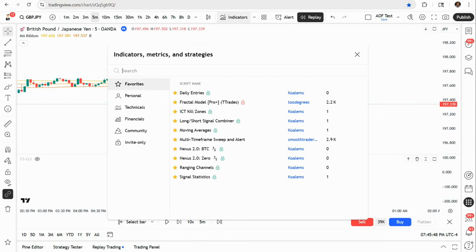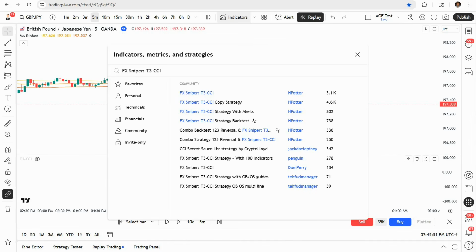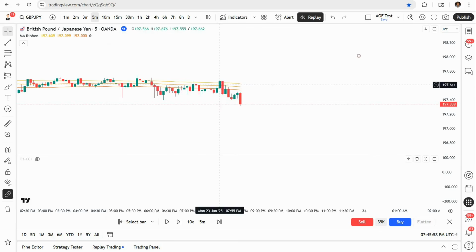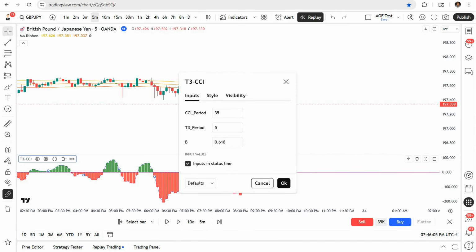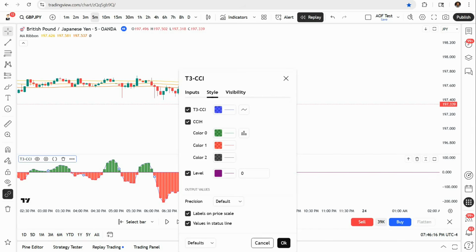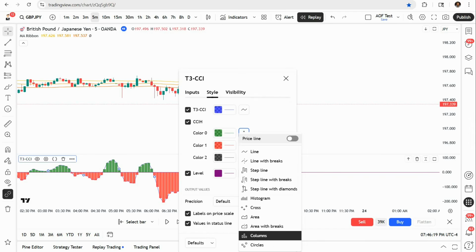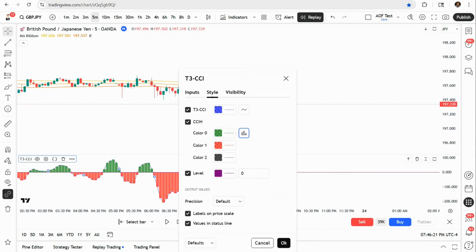The next indicator we will add to the screen is going to be the FX Sniper T3 CCI. It's going to be this one right here. Go ahead and click on that one and add it to the screen. And again, we're going to jump into the settings. What you're going to want to do is just make sure that the period here is set to 35 and this period here is set to 5. Then jump into the styles. And what we're going to do is go here to the CCIH, click this selection, go down and turn it into columns.